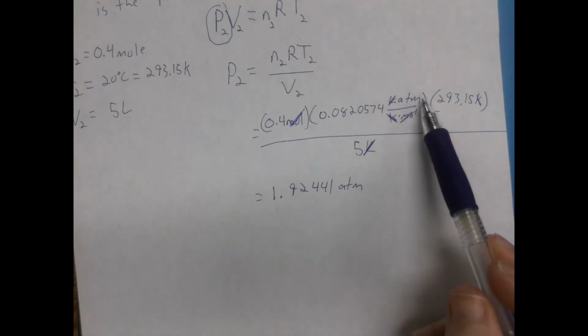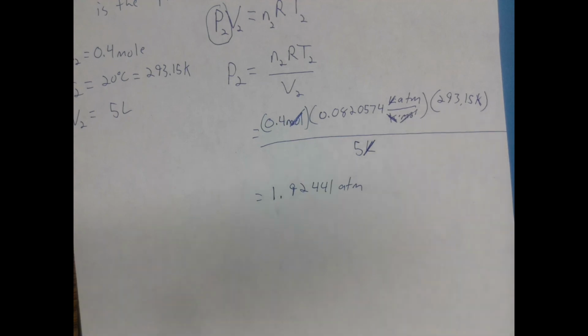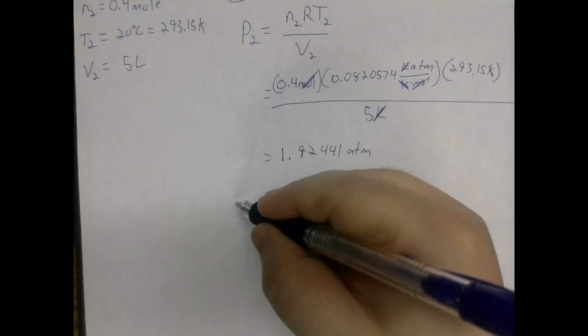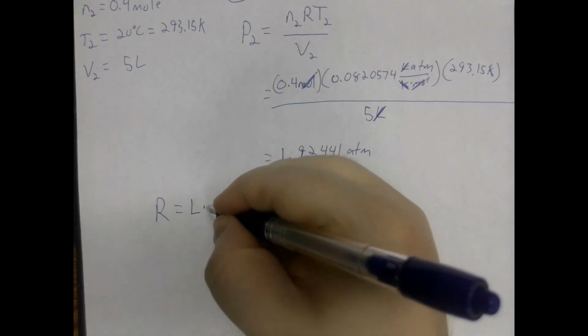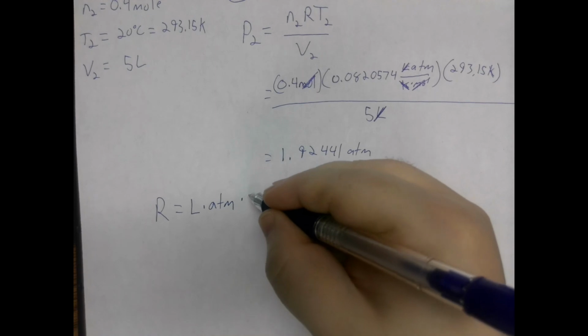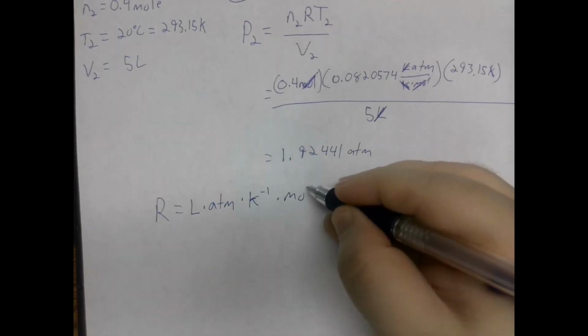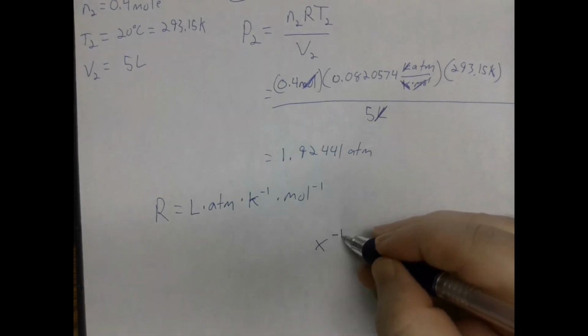That's atmosphere. It was a Kelvin times a mole, so K times mole. By the way, if you ever see this notation, the R constant, R was equal to L times atmosphere times Kelvin to the negative 1 times mole to the negative 1. What does it mean when I say X raised to the negative 1 power?